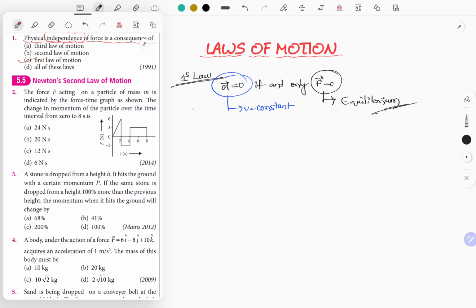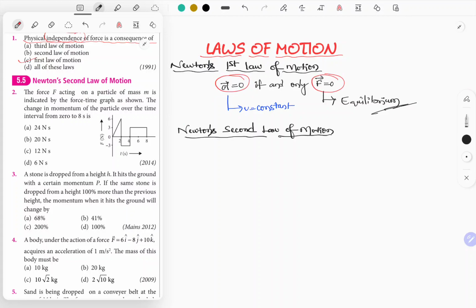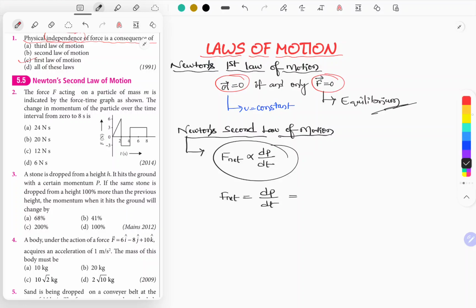Okay, so let's see numericals based on Newton's second law. Majority of the numericals in competitive examinations come based on Newton's second law of motion. So what does Newton's second law of motion say? It describes that net force acting on the system is directly proportional to the rate of change in momentum. This is the actual formula of Newton's second law. So I can write it as F net is equal to dp by dt, where p is linear momentum.